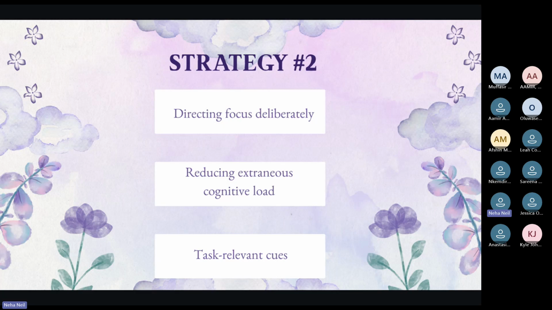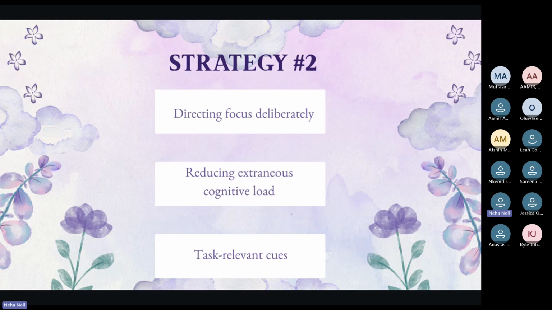Under stress, attention becomes fragmented. The brain scans for threats, which pulls cognitive resources away from the task. Attentional control means deliberately choosing what to focus on and excluding everything else. This reduces extraneous cognitive load and preserves working memory.